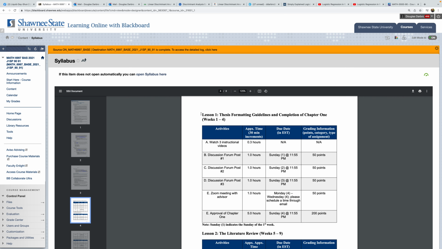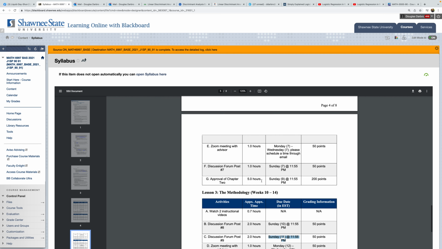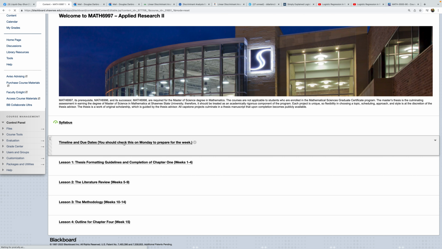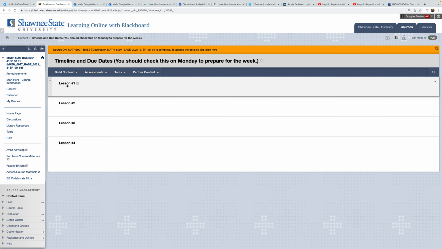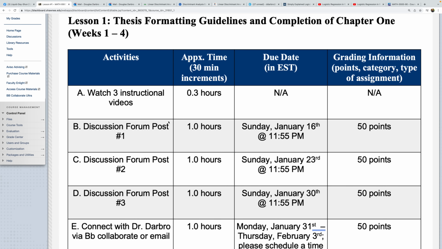When you get down to the timeline and due dates, notice that everything is kind of generically presented. It's kind of easy the first week to know what the first Sunday is, right? Because classes begin on Monday, so the first Sunday is the Sunday after the first Monday. But it gets a little confusing down here. What's the 11th Sunday? So to make that a little bit clearer, what I've done is I've added a section here of timeline and due dates. So for lesson one, if you click that, you'll see that we have specific dates for this class.